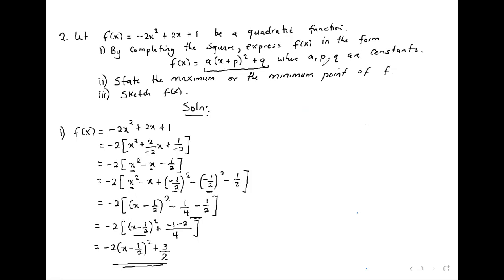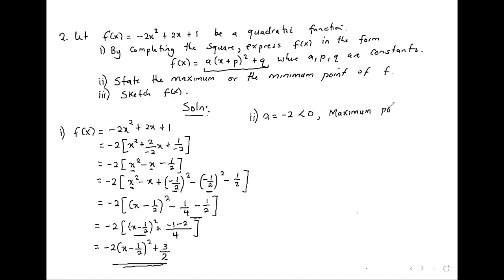Then we go to part two. State the maximum or the minimum point of f. You start by checking what a is. So a is negative 2, which is less than 0. If a is less than 0, then you have the maximum.